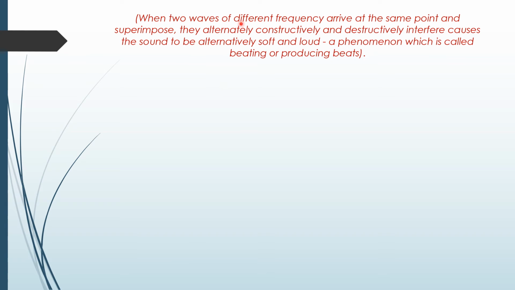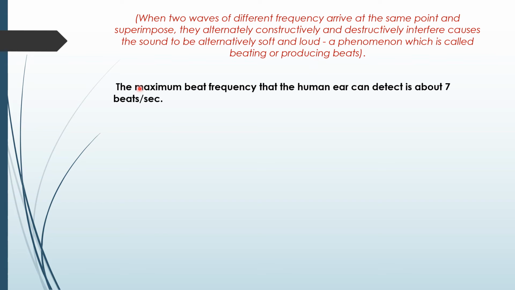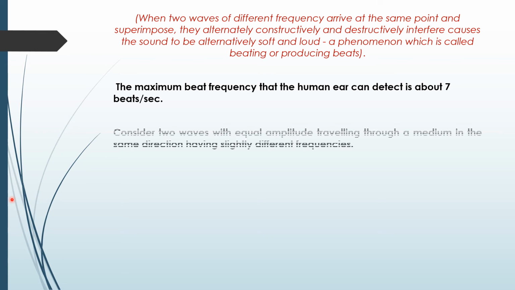So when two waves of different frequencies arrive at the same point and superimpose, they alternatively constructively and destructively interfere, causes the sound to be alternatively soft and loud. The phenomena is called beating or producing beats. The maximum beat frequency that a human ear can detect is about 7 beats per second.